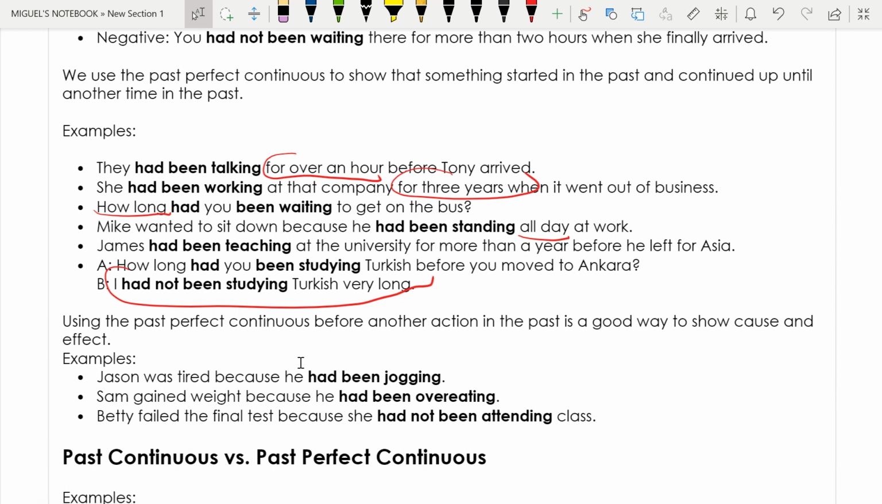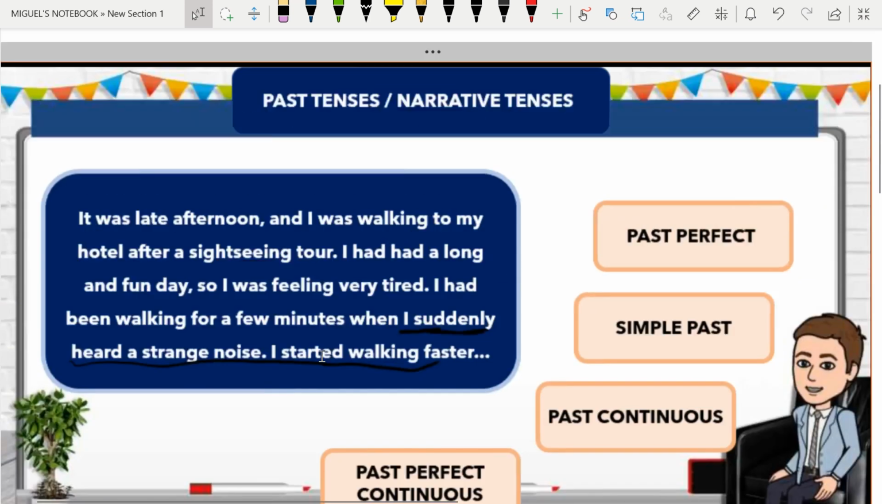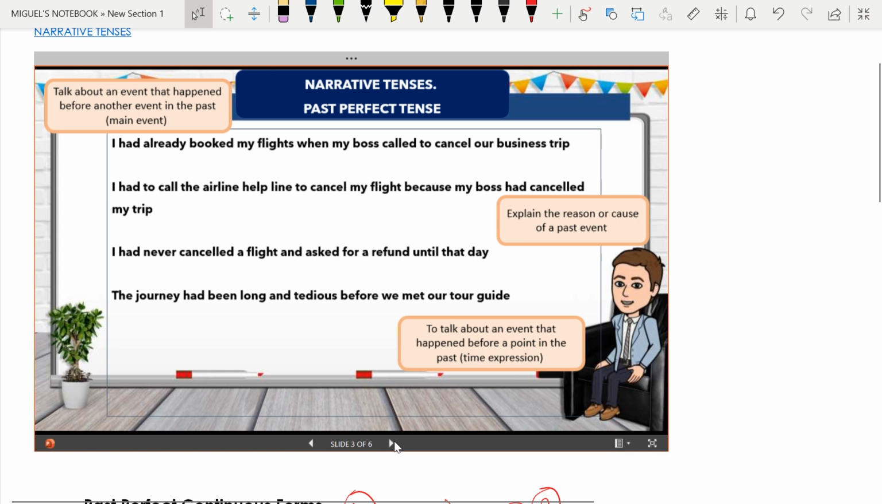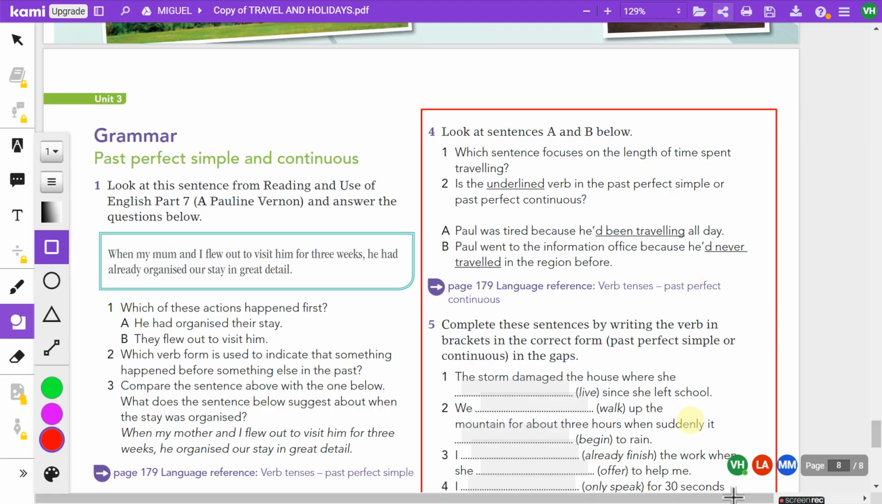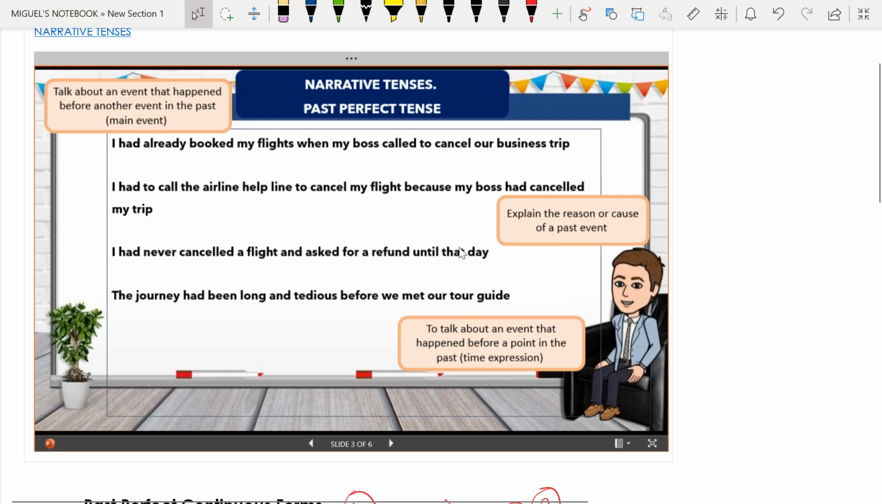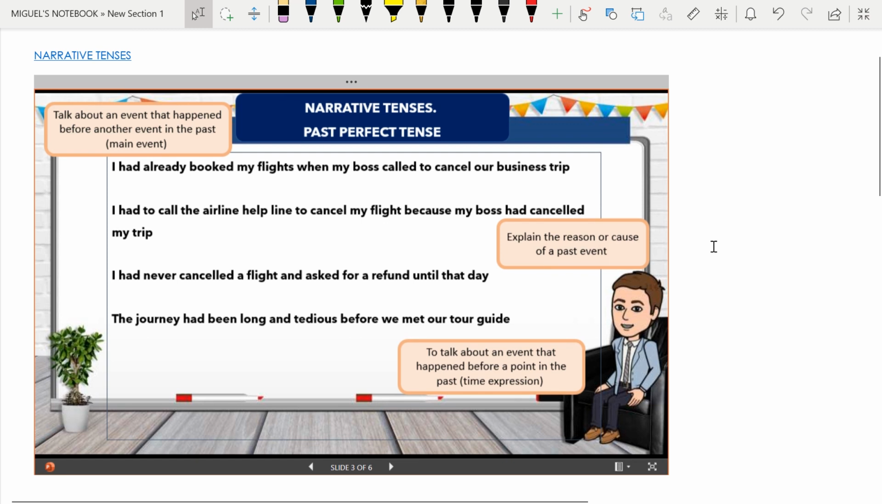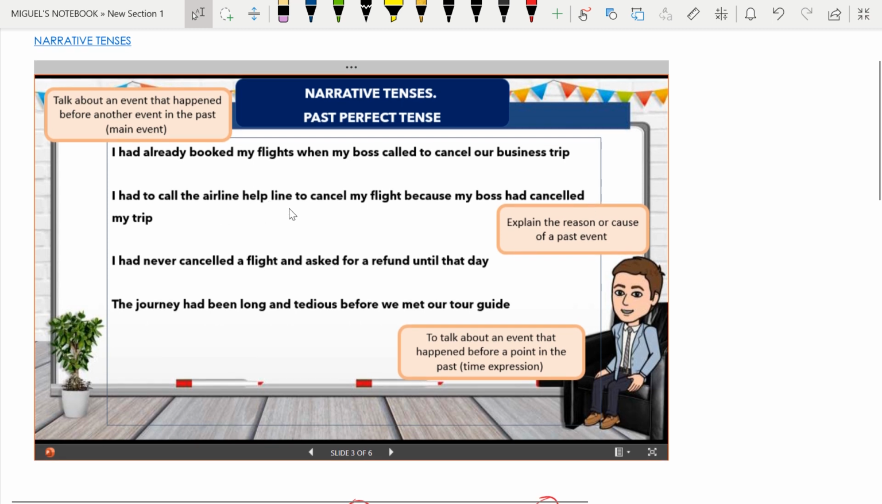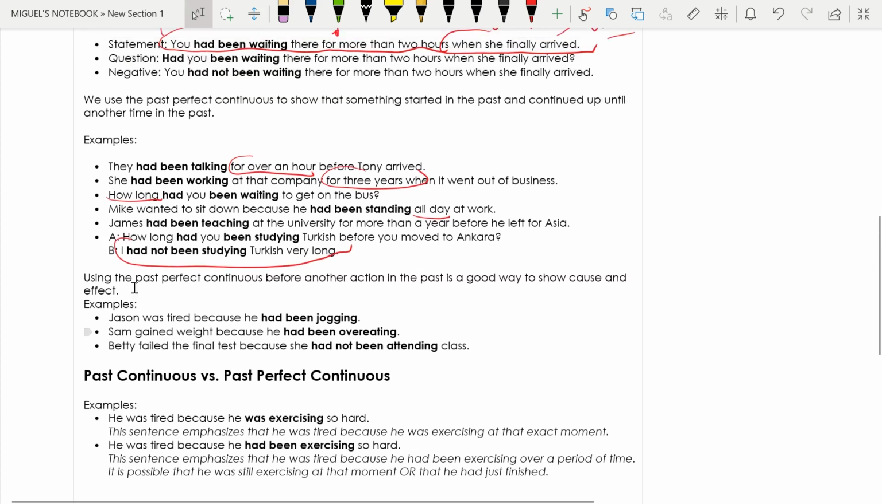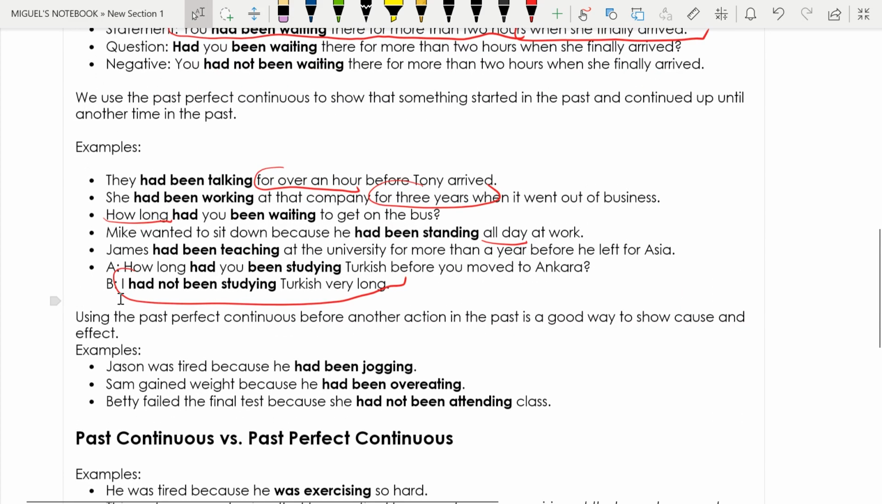show cause and effect. Uno de los usos era explain the reason or cause of a past event. I had to call the airline helpline to cancel my flight because my boss had canceled my trip. Cause and effect.